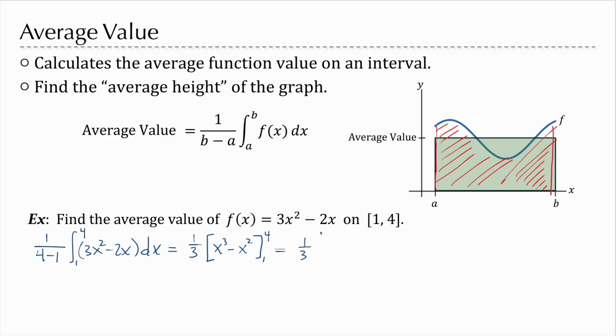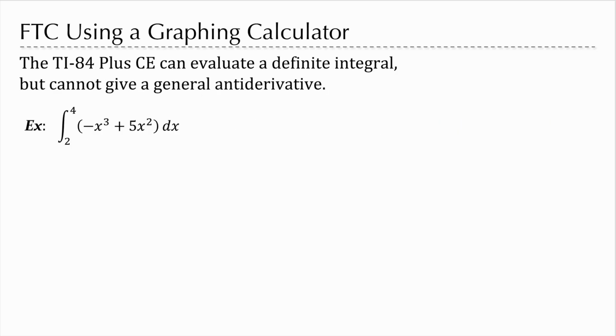So we're taking 1/3 of the value of this definite integral. So plugging in 4 gives us 64 minus 16, and plugging 1 in gives us 1 minus 1, and when you simplify all that and put it together, we get a value of 16, which means that on this parabola right here, 3x squared minus 2x, of all the y values that it produces from 1 to 4, the average of them is 16.